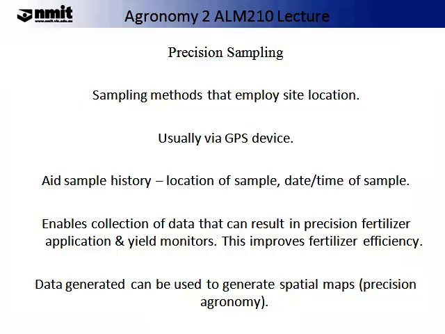It aids sample history, the location of the sample, the time and the date of the sample collection. It enables collection of data that can result in precision fertilizer application and yield monitoring. This improves fertilizer efficiency. Data generated can be used to generate spatial maps. This sits under the discipline of precision agronomy.